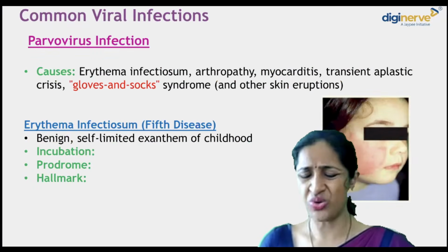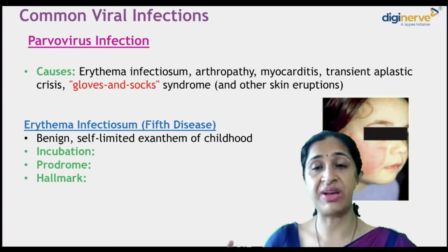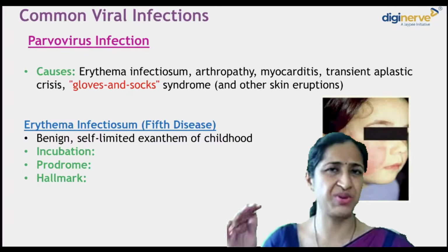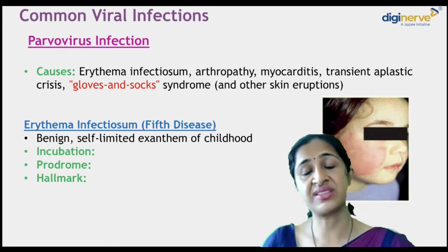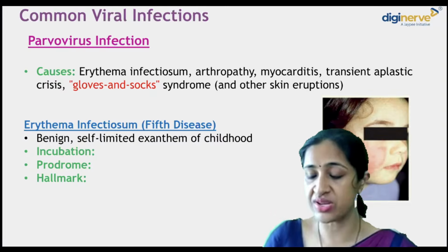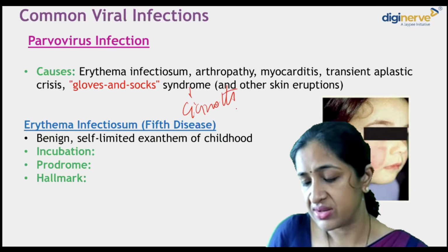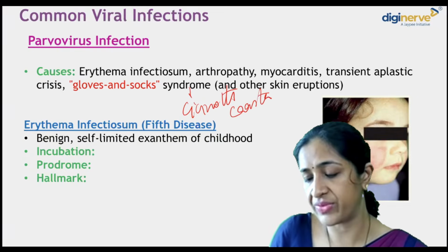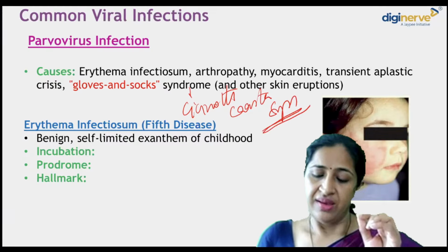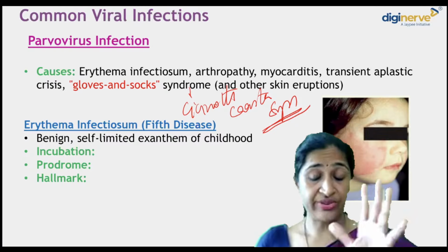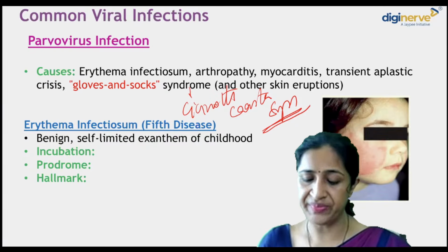Parvovirus, not so important, but yes, erythema infectiosum causes arthropathy, myocarditis, aplastic crisis because it causes bone marrow suppression. It causes another syndrome, the glove and sock syndrome, which is called the Gianotti-Crosti syndrome. So this is all parvovirus infections. Erythema infectiosum is also called the fifth disease. It's a benign self-limited exanthem of childhood.